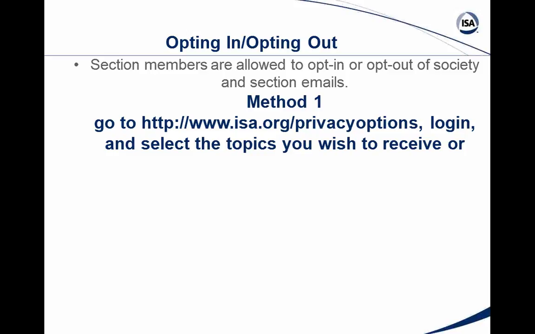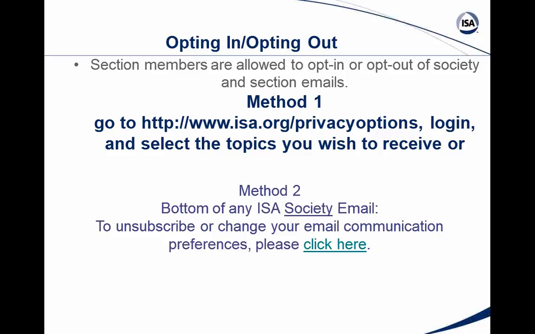We have to respect their wishes, and so there is a privacy option area where you can log in and select the topics. Method 1, select the topics you wish to receive. Method 2, you can also go to the bottom of any ISA Society email and as a subscriber, change your email communication preferences there. And in this presentation, if you click here, it'll take you to the link directly.